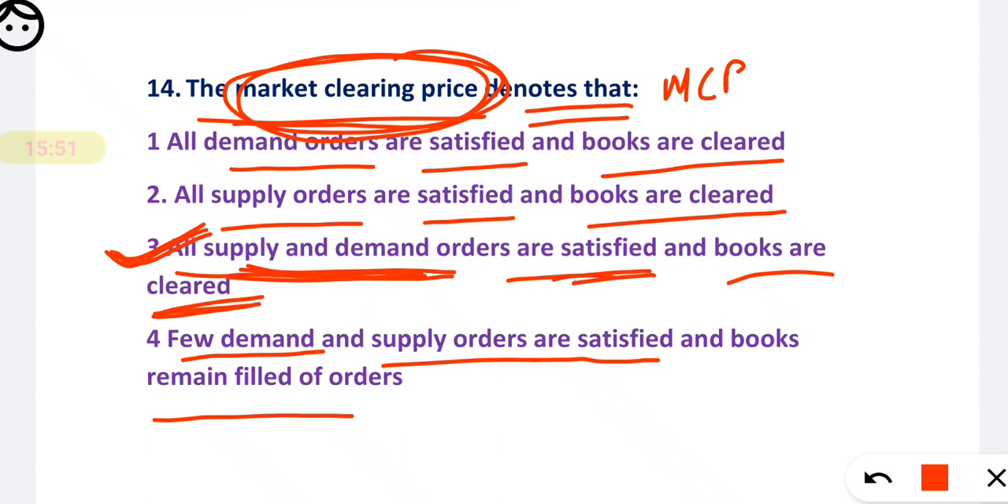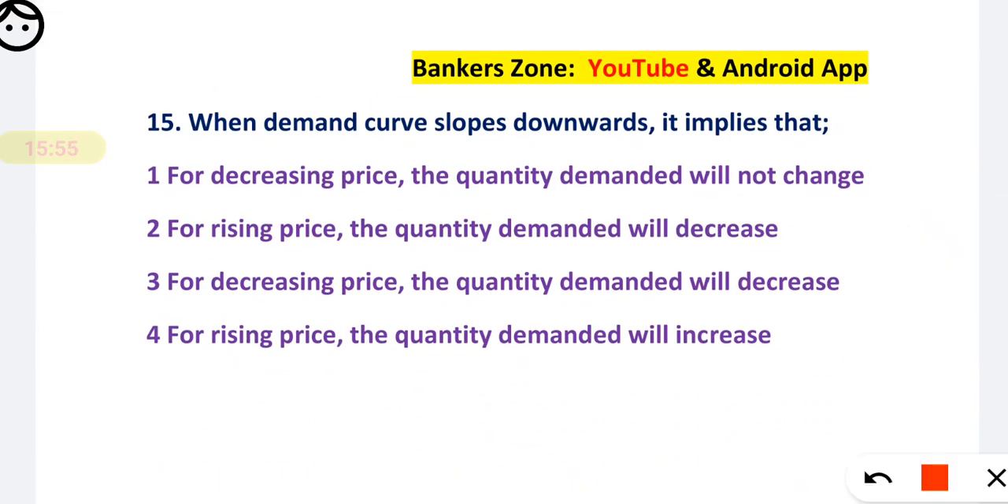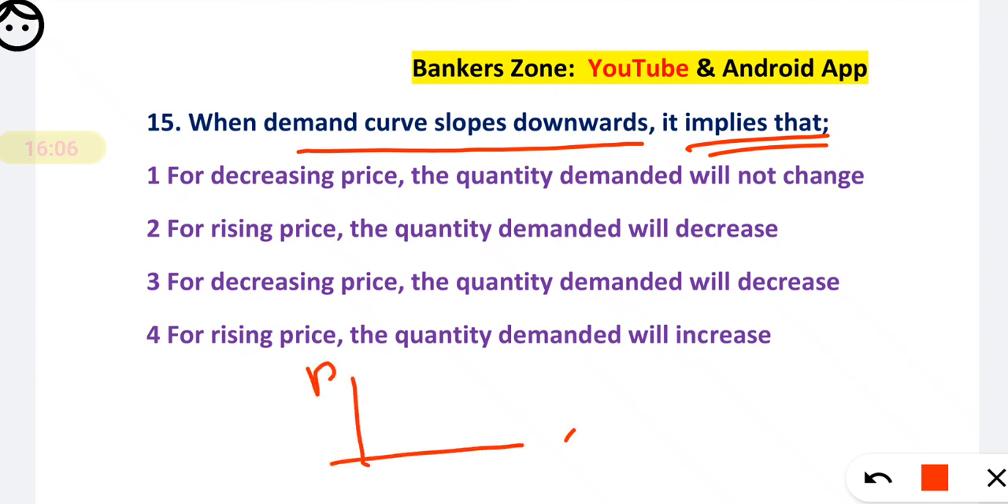Now question number 15. When the demand curve slopes downward, what does it imply? See, this is price versus quantity, and we know the demand curve is downward sloping, D for demand and D for downward sloping. For a decreasing price, the quantity demanded will not change. Decreasing price, quantity demanded will not change.